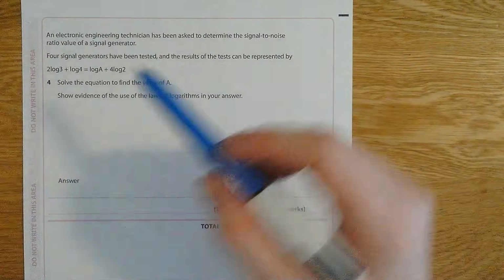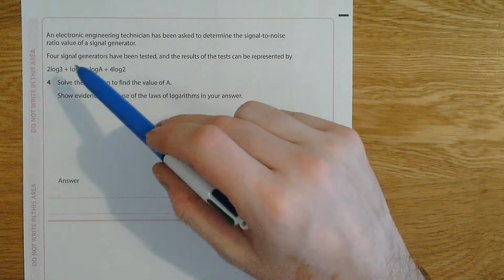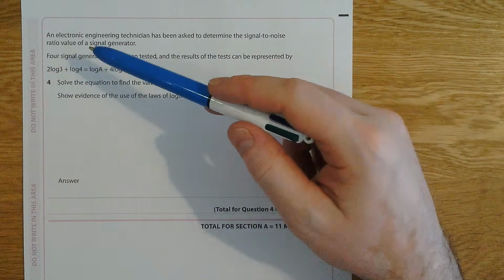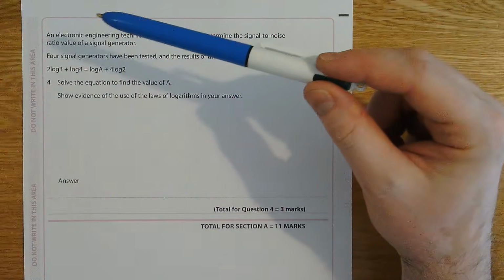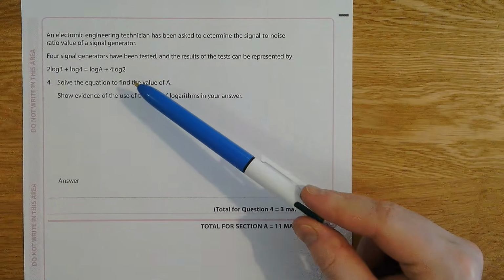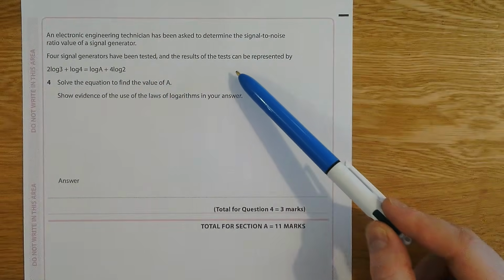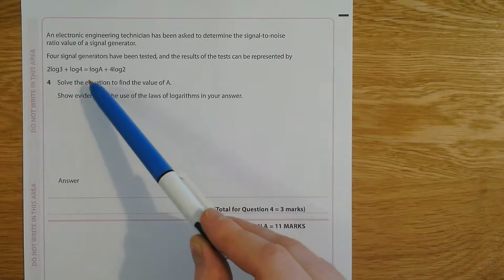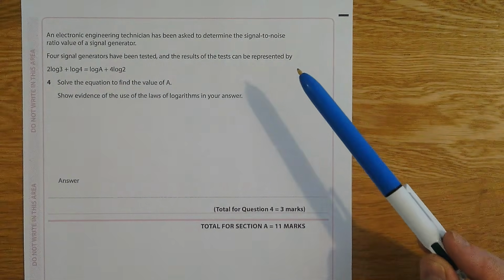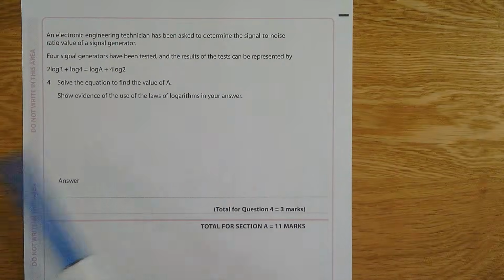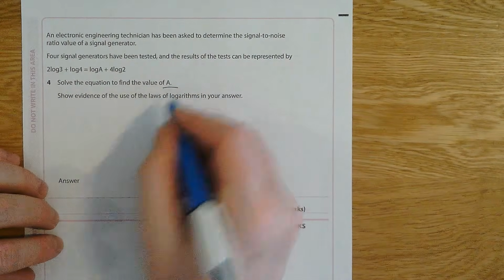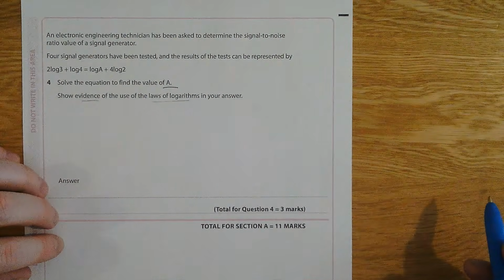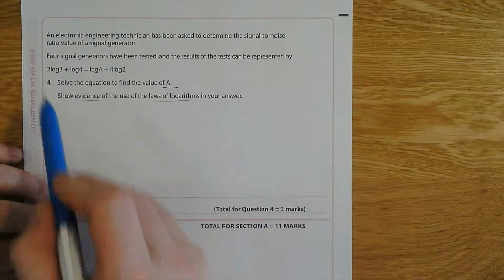Question 4, the last question in section A. An electronic engineering technician has been asked to determine the signal-to-noise ratio value of a signal generator. 4 signal generators have been tested, and the results of the tests can be represented by 2 log 3 plus log 4 equals log A plus 4 log 2. Solve the equation to find the value of A. Show evidence of the use of log laws in your answer. That will be essential.